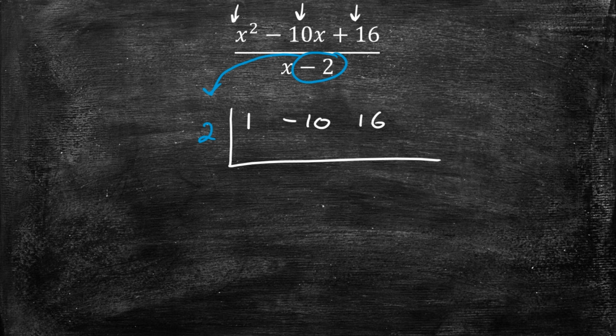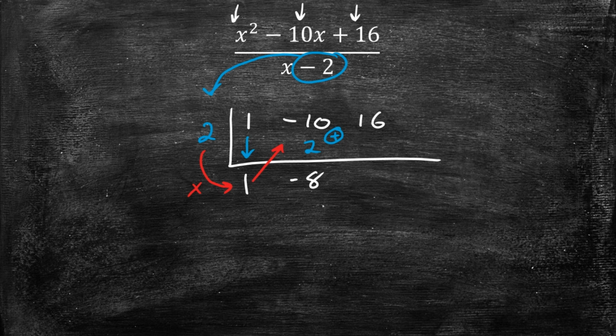Okay, first step is bring this number downtown, so that is just going to be a 1. And then you multiply the number on the outside times this number that we brought down, and you write it up here. So 2 times 1 is 2. All right. So you have those two numbers there. You just add those together. And what do we get? We get negative 8.